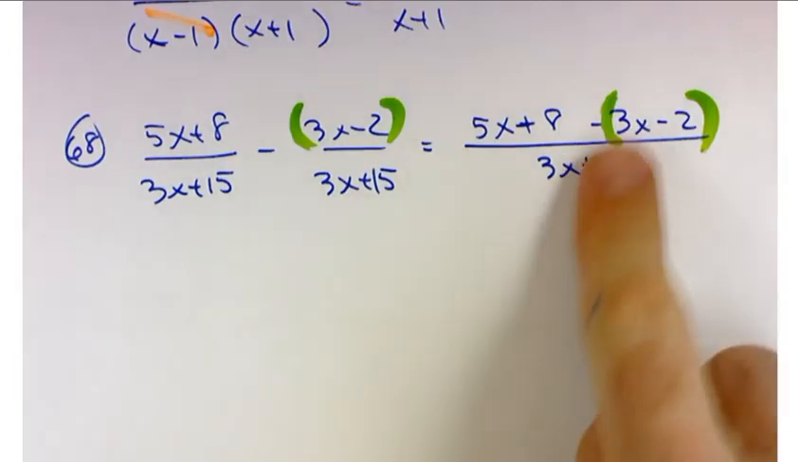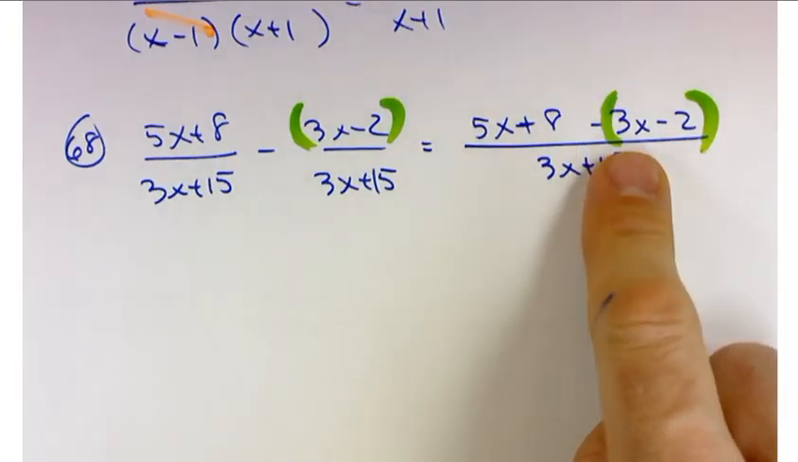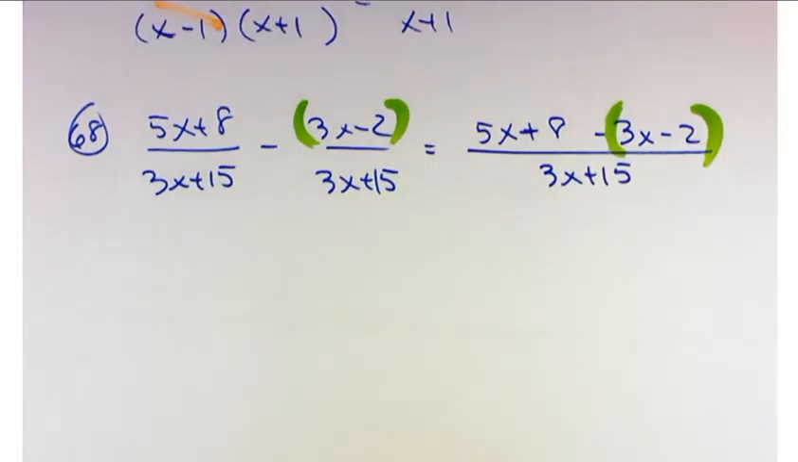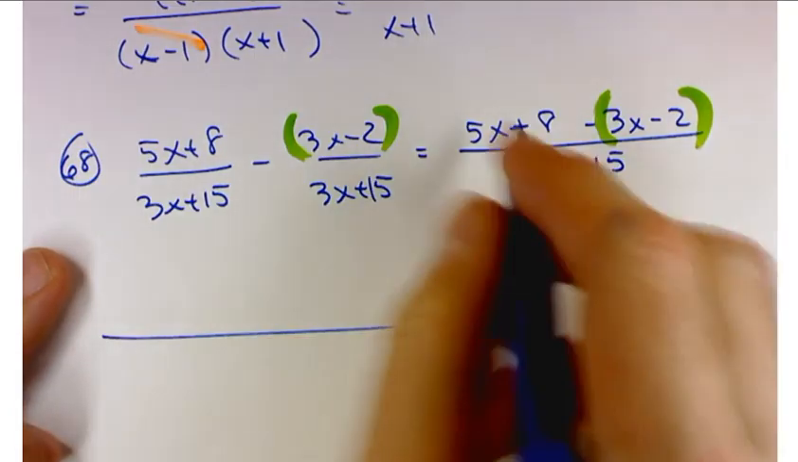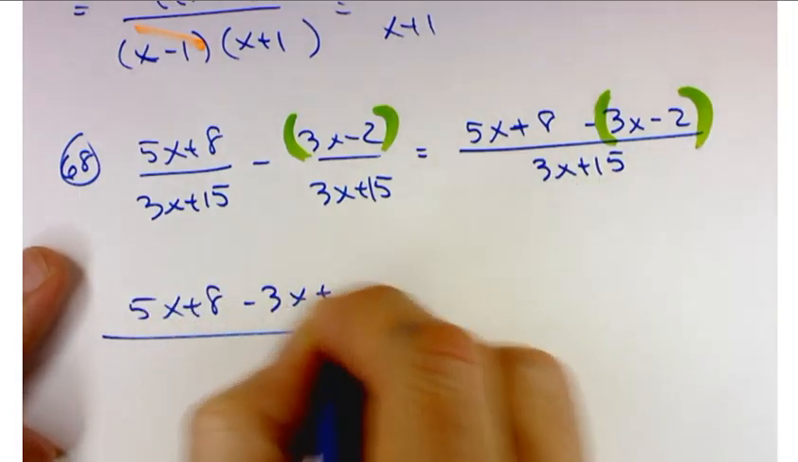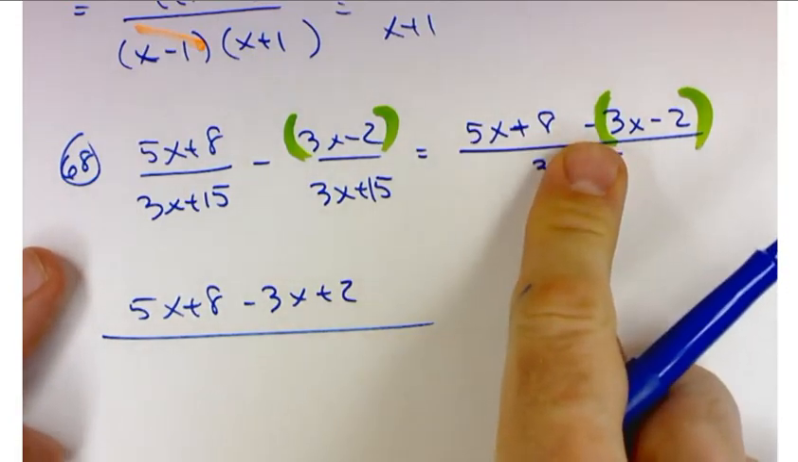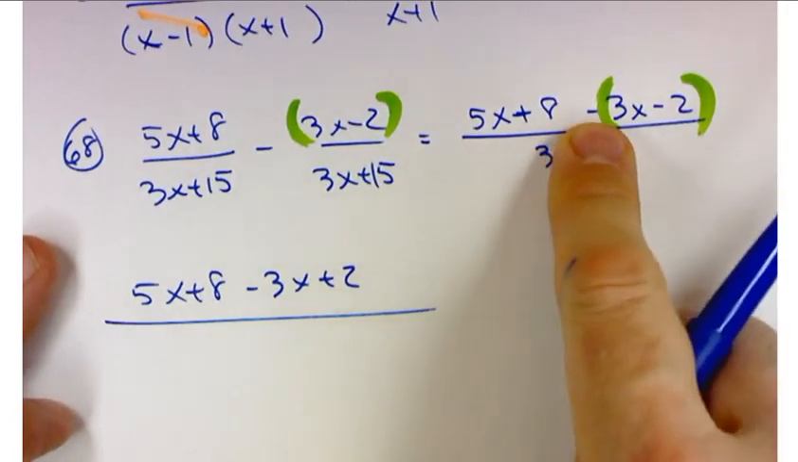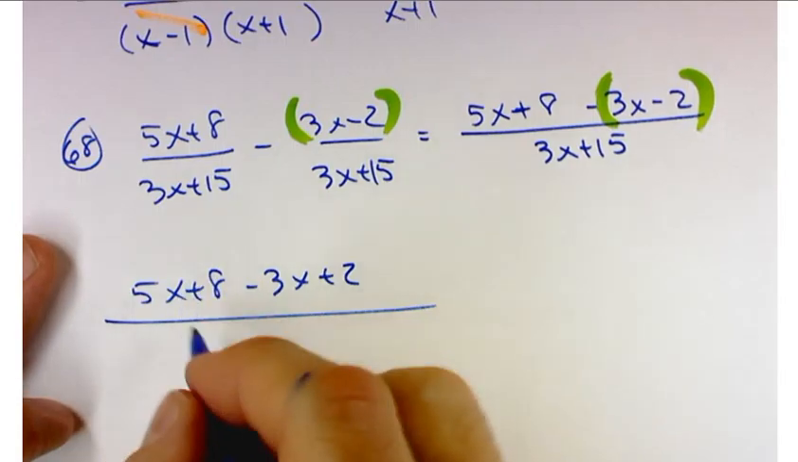Before I combine like terms in the numerator, what do I have to do? Yeah, I have to distribute that. So if I distribute that, that's 5x plus 8 minus 3x plus 2. So in order to write that without parentheses, I have to distribute that to both terms.